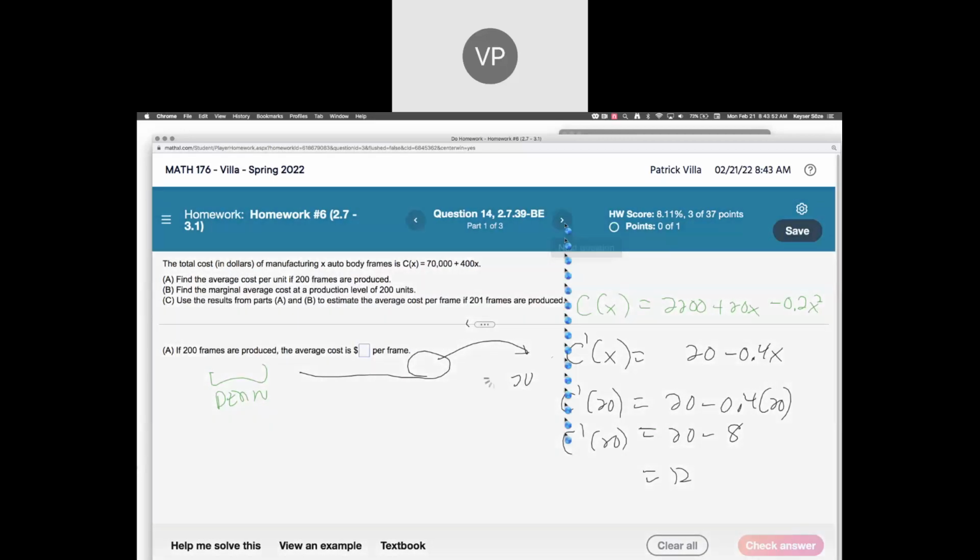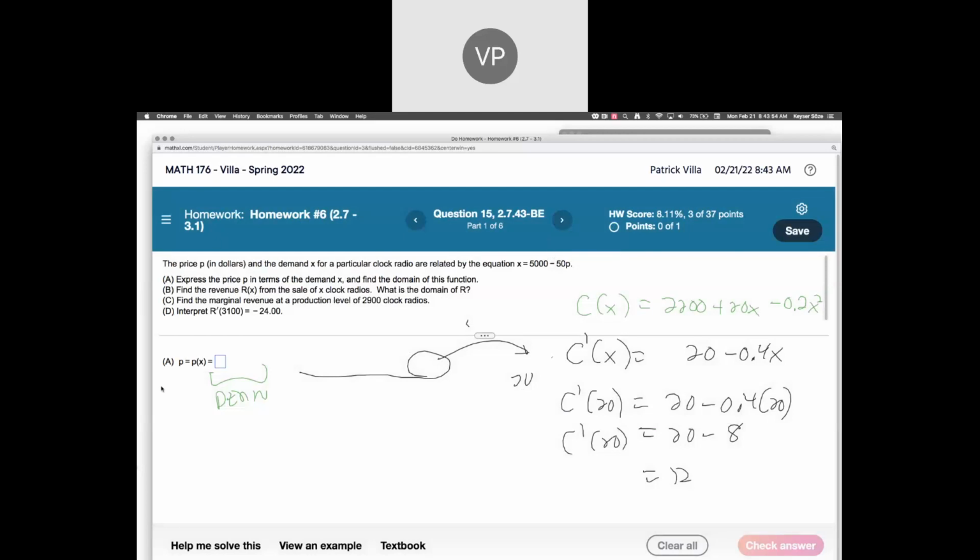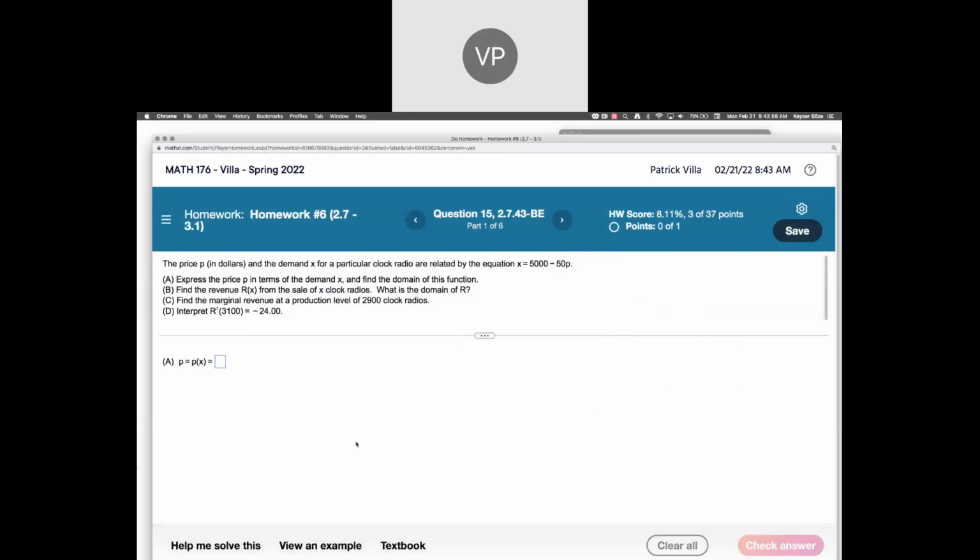So let's look at number 15 here. Similar type problem, a little more. Price in dollars and the demand for a particular clock radio is this equation right here. In part A, express the price in terms of X. So this is one of these where we take that equation and we're going to solve for P.